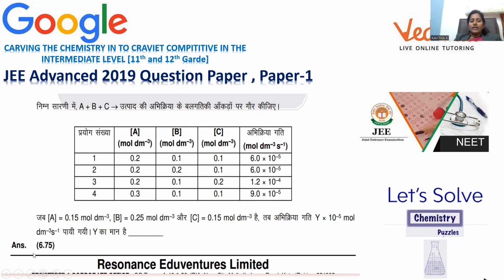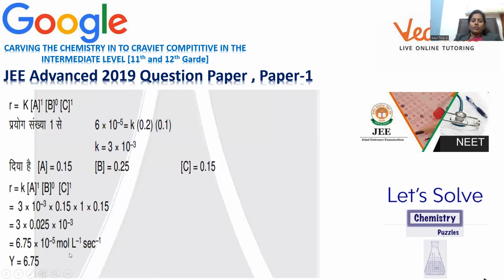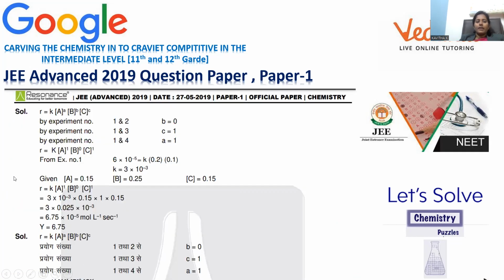It is calculated as 6.75. Y is calculated as 6.75. We have to get how to calculate this. How can we get this answer? In order to do that, we are going for the detailed calculation part.